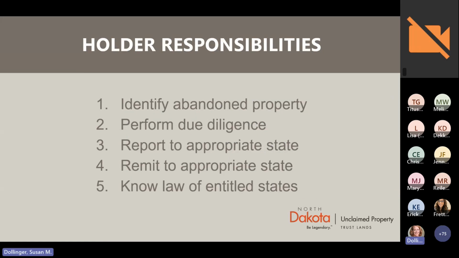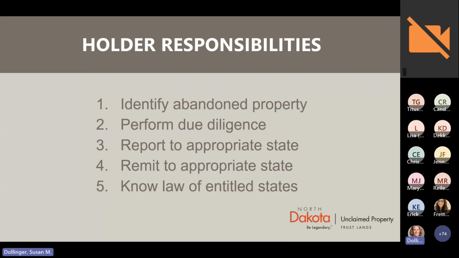Number 1, identify the abandoned property that's on your books that belongs to someone else. Number 2, perform that due diligence. Number 3, report to the appropriate state. Number 4, remit to the appropriate state. And 5 is know the law of entitled states. Some of you won't have that step number 5, but some of you will.